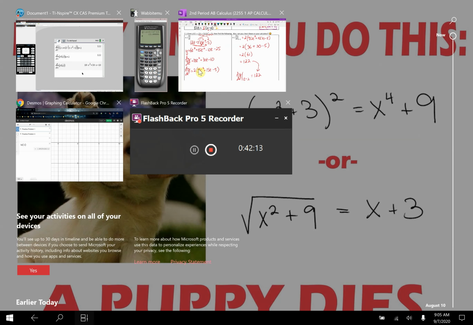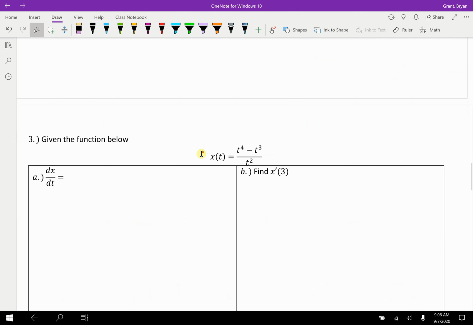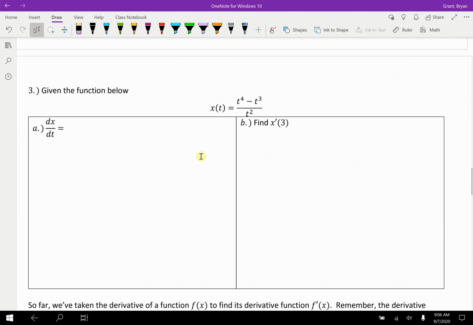Let's get back to our problems here. Okay, we are on, there we go, 2. Okay, now we're on 3. Cool. Given the function below, a and b. All right, go ahead and try that on your own, and then we'll discuss.